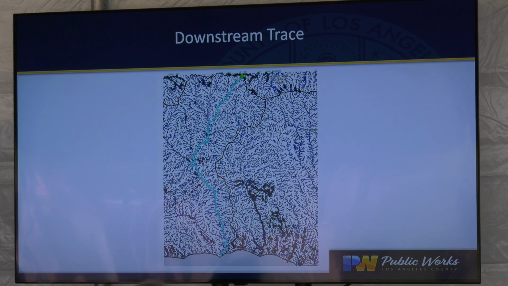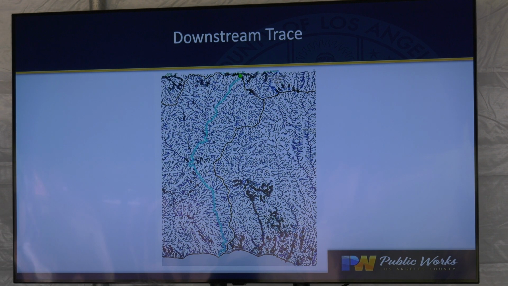And is that the upstream? This is a downstream. It goes down into the ocean. This is the Malibu area. The reason that it's not as drastic as this is because it's just following the lowest elevation point all the way down. That's cool. Thank you.